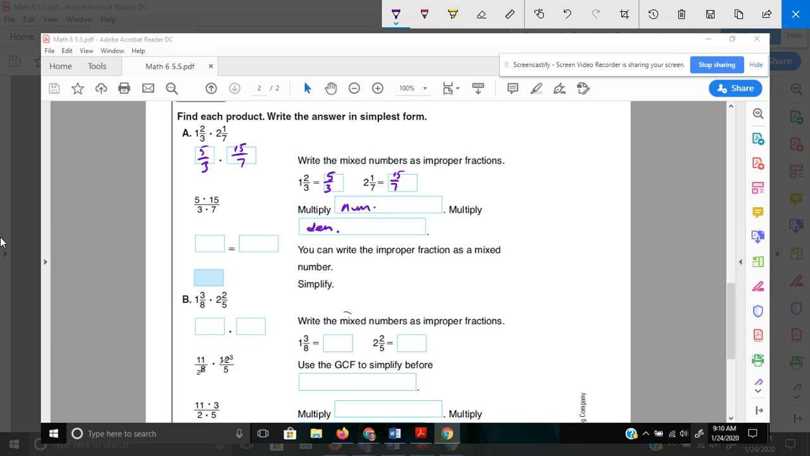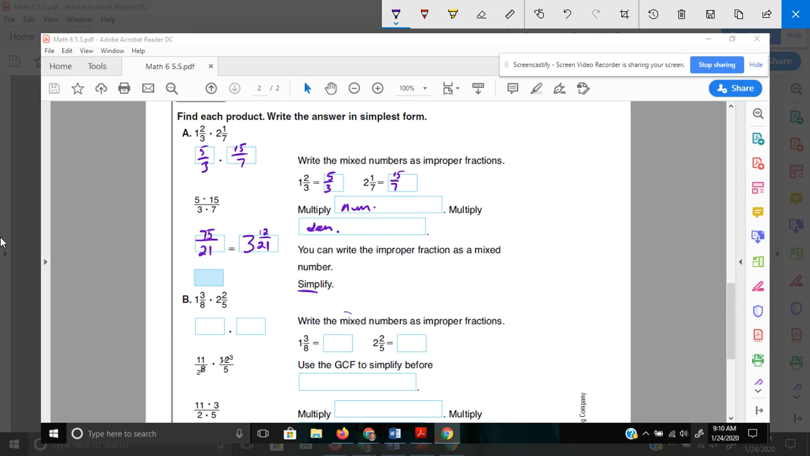Okay. So on top, 5 times 15 would give me 75 over bottom times bottom, or denominator times denominator, gives me 21. And then write the improper fraction back into a mixed number. 21 goes into 75 3 times, which would be 63. And then 75 minus 63 would be 12 left over. Keep my denominator of 21. So 3 and 12/21.